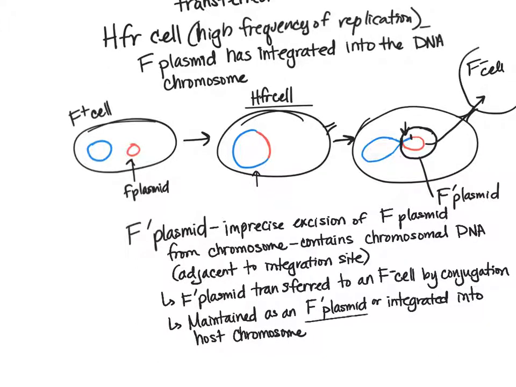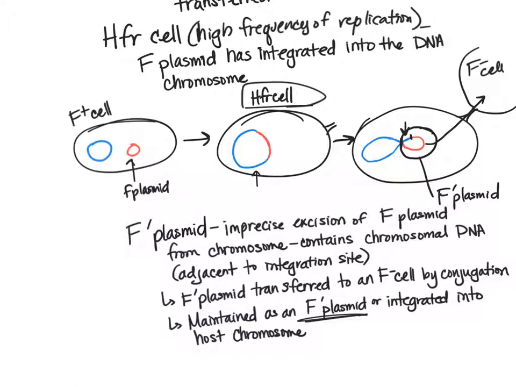When it's transferred to that F minus cell by conjugation, it can be maintained as an F prime plasmid, so it can stay in the new cell just as a plasmid, but it's an F prime plasmid because it has that additional genetic information, or it can be integrated into that host chromosome. And then, of course, that would be called an HFR cell because the F plasmid is incorporated into the host chromosome, but then also it will likely be cut out and excised imprecisely and carry with it more genes when it moves on to the next cell.